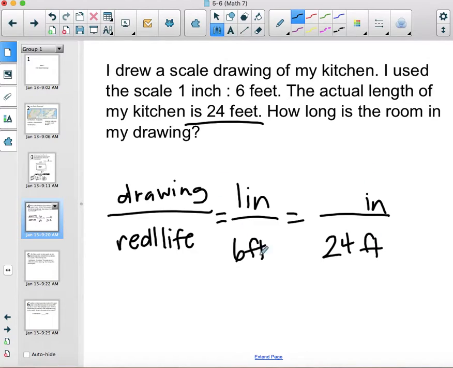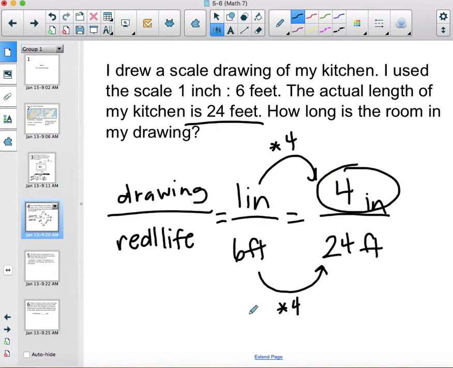So I set up my proportion here, and they need to be equal. So to get from 6 feet to 24 feet, I multiply by 4. What I do to the bottom, I do to the top. So 1 times 4 is 4. So how long is the room in my drawing? Well, in my drawing, it's going to be 4 inches long.